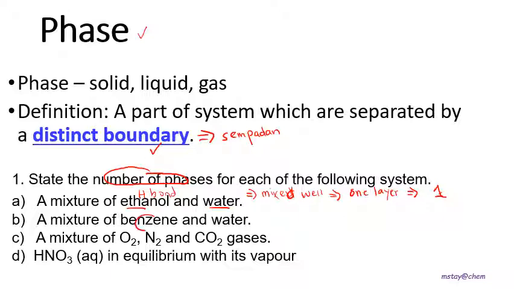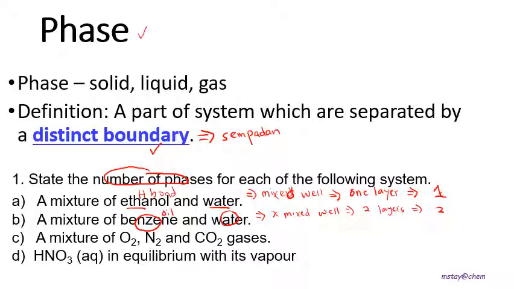Question B, benzene and water. Benzene actually is an example of an oil. Oil and water cannot mix well together, so you will be able to see two layers. Therefore, there are two phases.